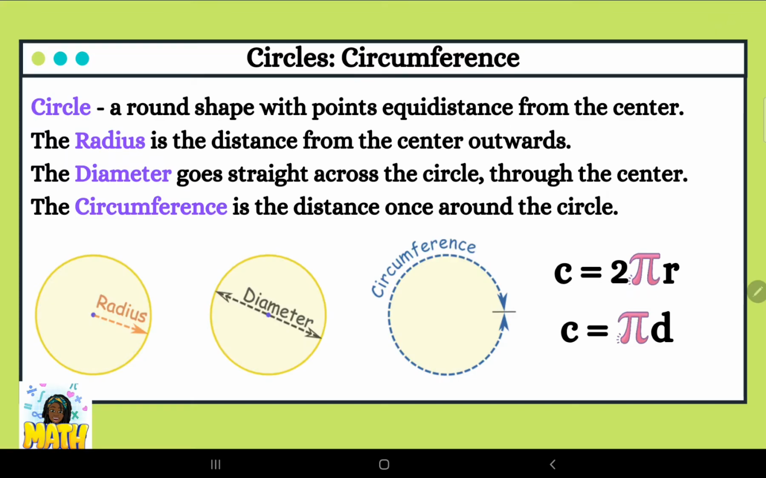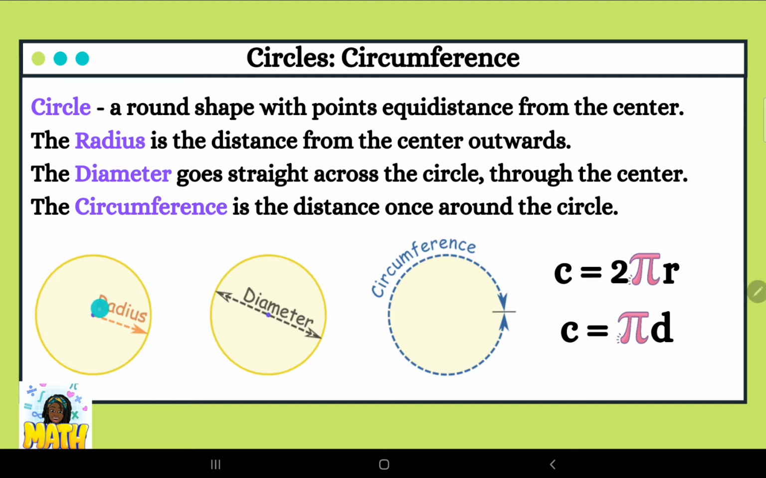Our vocabulary: a circle is a round shape with points equidistant from the center. The radius refers to the distance from the center outwards. The diameter goes straight across the circle through the center, and the circumference is the distance around the circle.